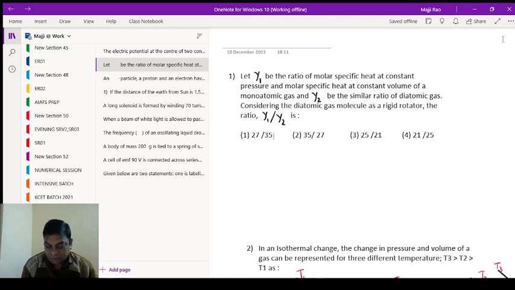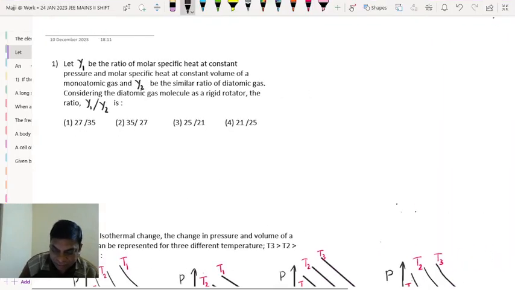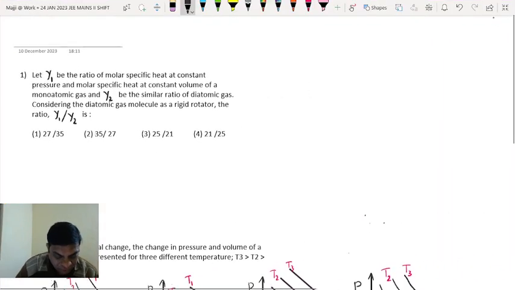Today I have come with two questions based on thermodynamics which were asked in the second half, that is the afternoon shift of 24th January 2023 JEE Mains. So let us discuss them one by one. Here is the first question you can see.